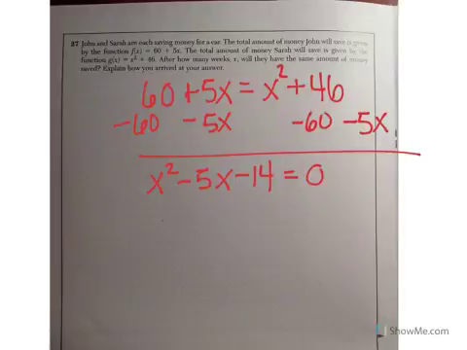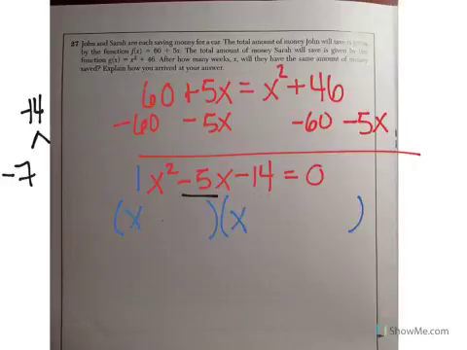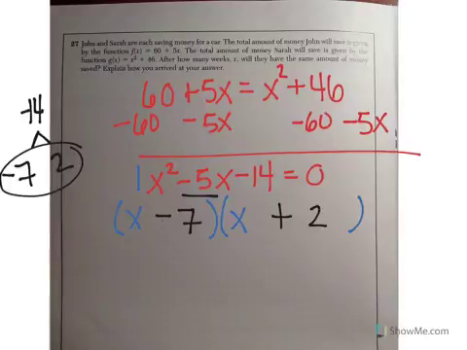Now there's a couple different ways I can solve. I can factor, which is quicker typically, or I can use the quadratic formula. And I'm going to choose to factor. So when I factor this, it's a trinomial where a is 1, because here's my a value. And I need to figure out what two numbers multiply to negative 14, but also add up to negative 5. And if I think about it, it's negative 7 and positive 2. Those are my factors. So I'm going to write those in my parentheses.